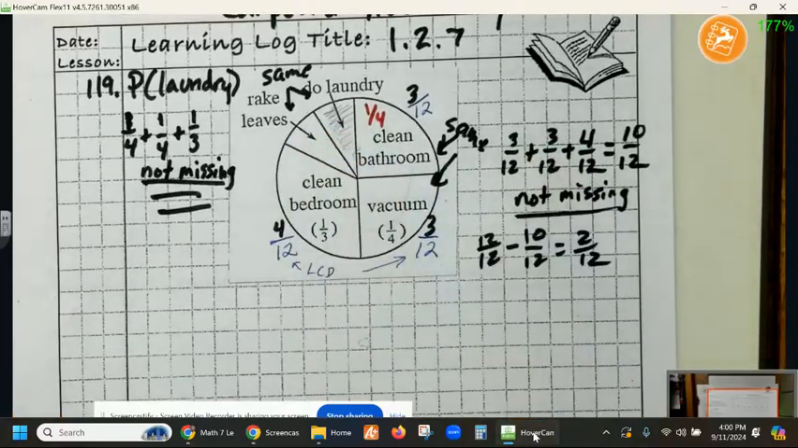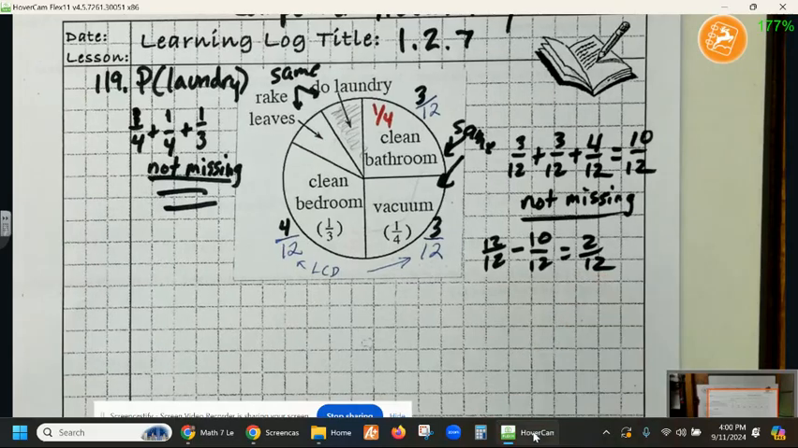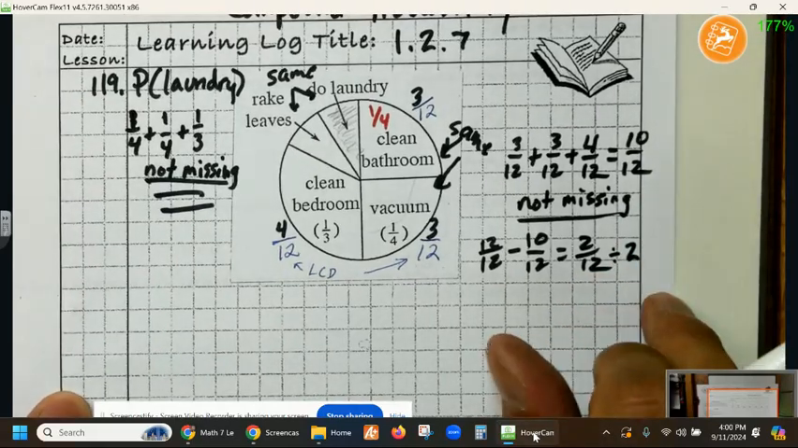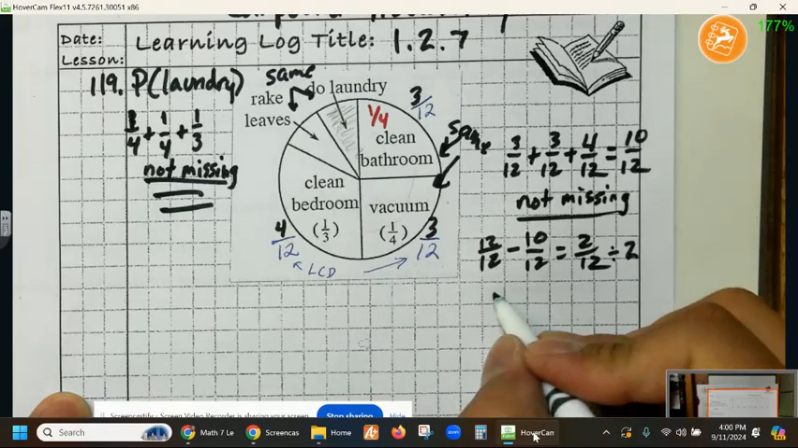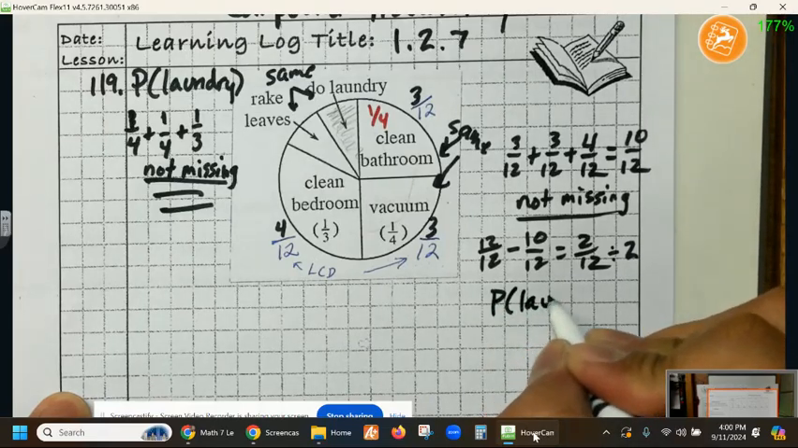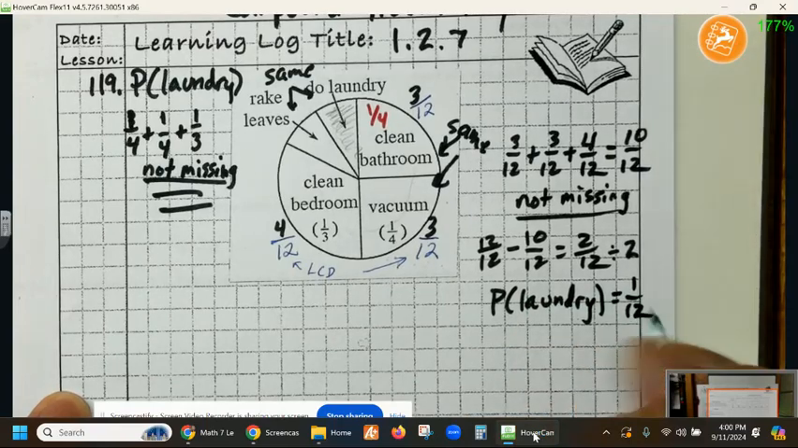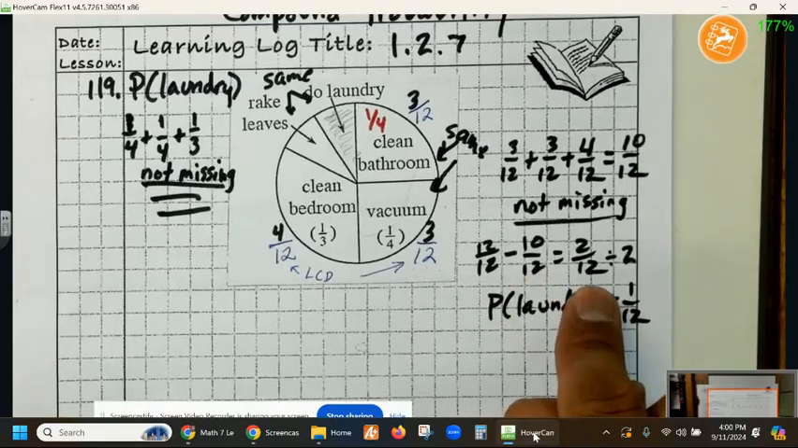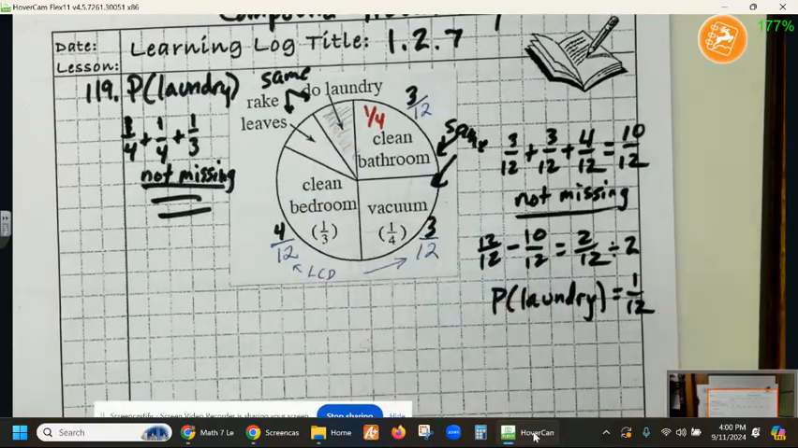Since laundry and raking the leaves are the same, and together they make 2/12, we would divide by 2. We'll cut it in half. So both of those together are 1/12. So the probability of doing laundry is 1/12. So we find what's not missing, take it away from a whole, and then we find out what is missing. And since these two are the same, that's just what we did.